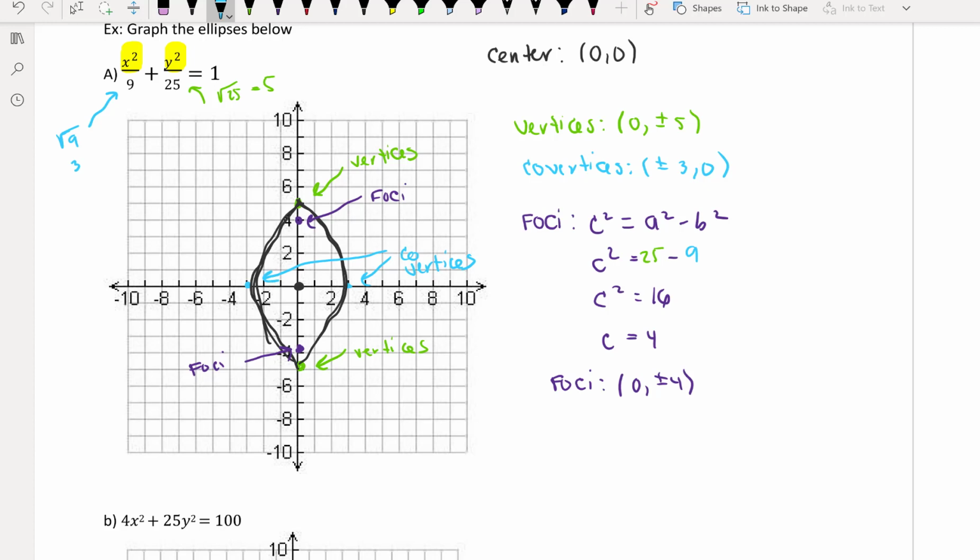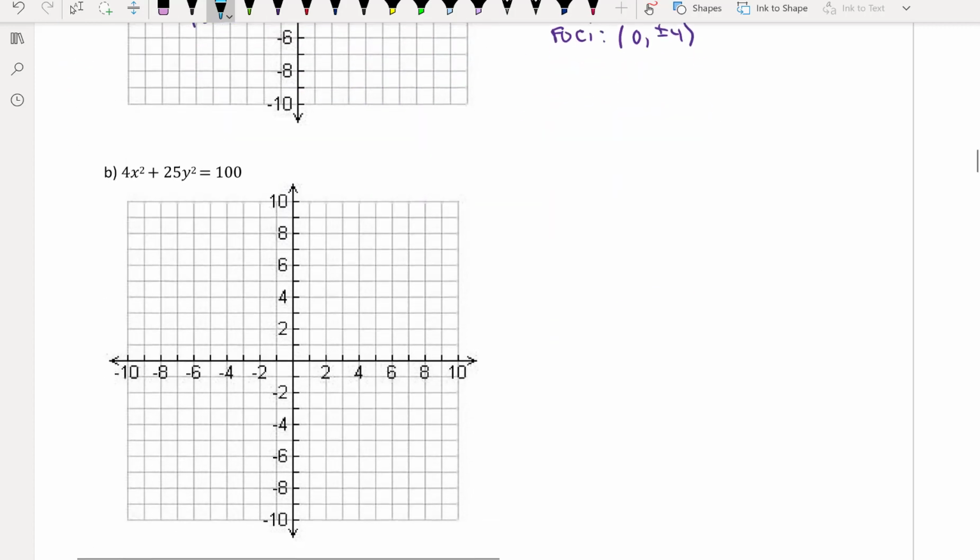Okay, so now I have labeled everything. So now I have my vertices, my co-vertices, and my foci all on my graph. So what I like to do is just graph everything first, and therefore I can tell you my vertices and my co-vertices just by looking at it, and then it just takes me 3 lines to figure out my foci, okay? All right, so that is that.